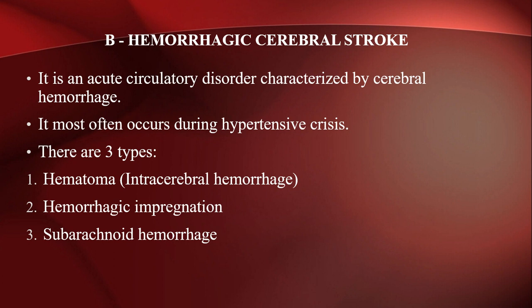Hemorrhagic cerebral stroke is an acute circulatory disorder characterized by cerebral hemorrhage. It most often occurs during hypertensive crises. There are two types of hemorrhagic cerebral stroke: hematoma and hemorrhagic impregnation, and subarachnoid hemorrhage.